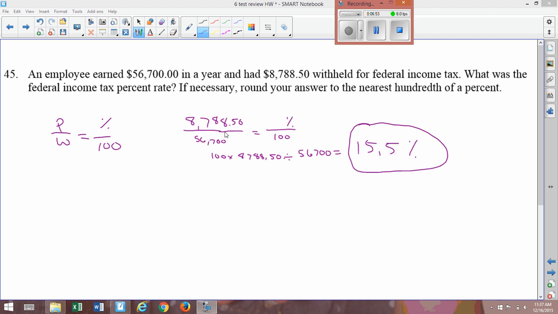So we know that $8,788.50 is going to be the amount of taxes withheld over the salary or the total. Then you set it equal to percent over 100. Crisscross divide, you end up with 15.5%.